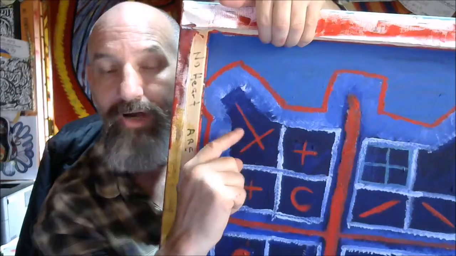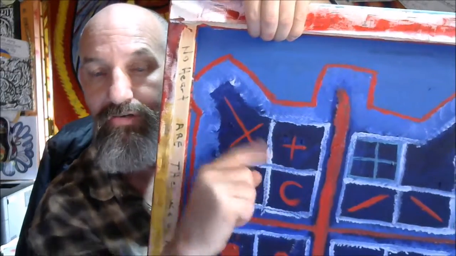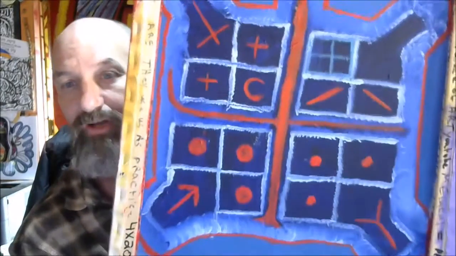3, 5, 7 is 4. 1, 5, 9 is 8. 2 and 4. So if you hear the expression 2 and 4, I just changed my picture for this.